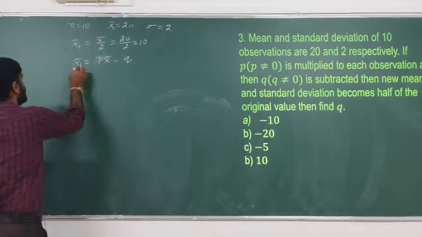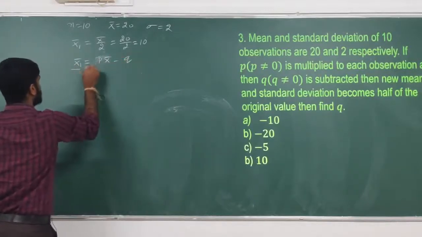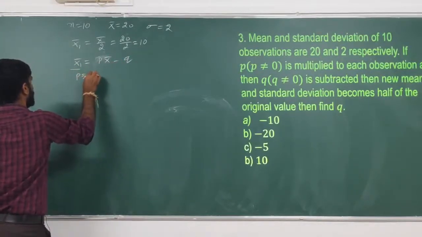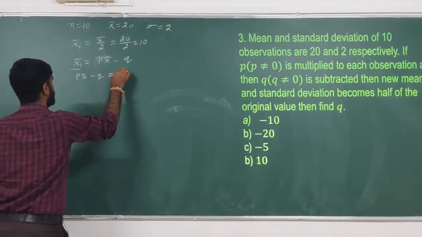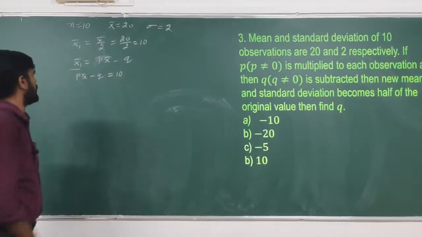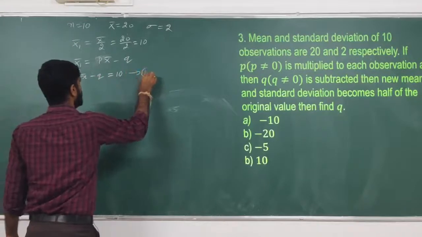So now we know the value of this. The value is 10. That is p into x bar minus q is equal to 10. Call this equation 1.